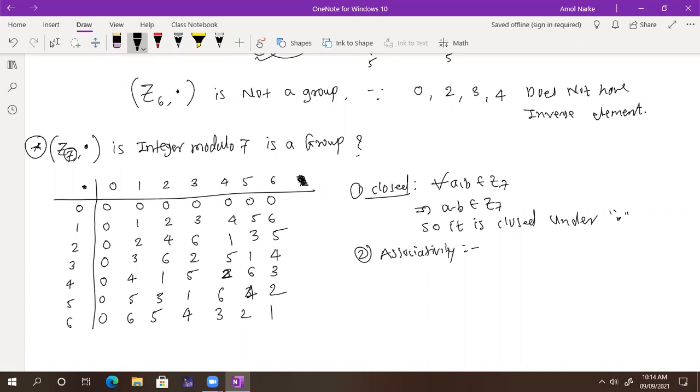So what is the difference between Z6 and Z7? Why does this happen? Because in Z6 you don't have an inverse for 2, 3, or 4. But here this is not the case. What is the identity element? Tell me here. Identity element is 1. And the fourth one is inverse. So 0 does not have an inverse.